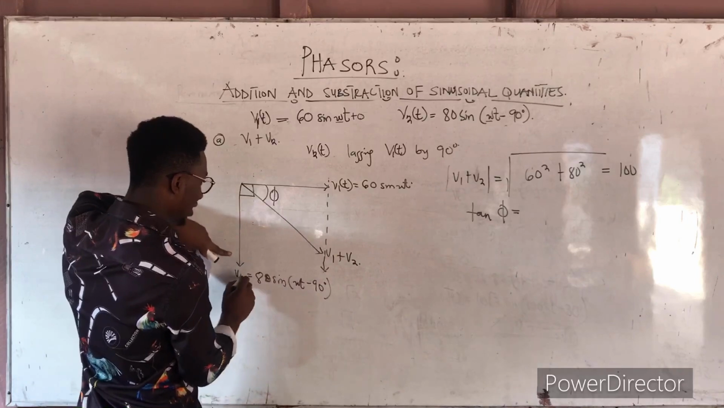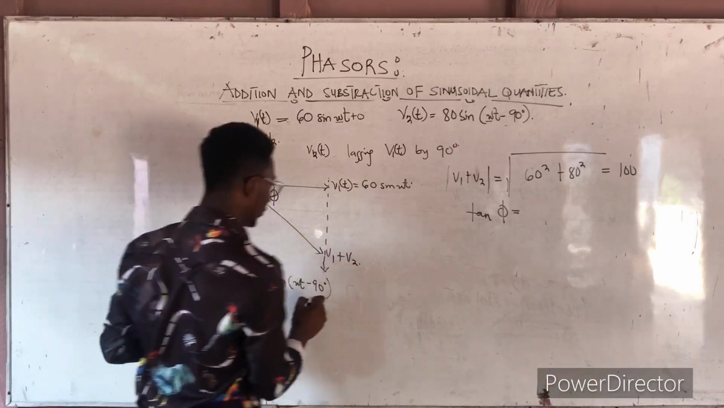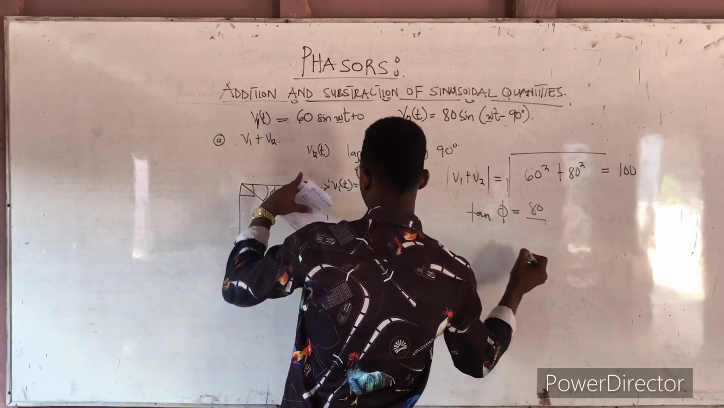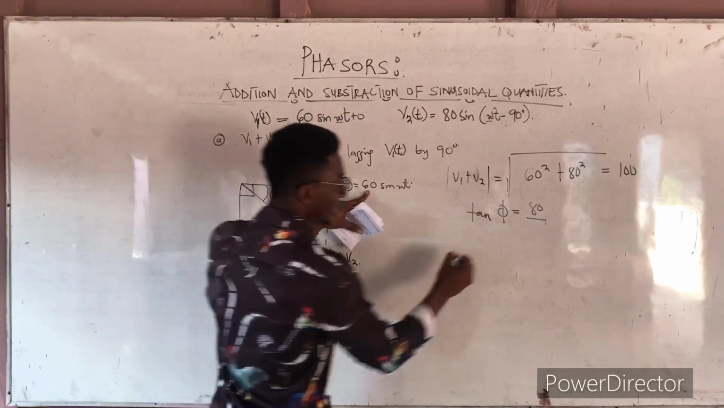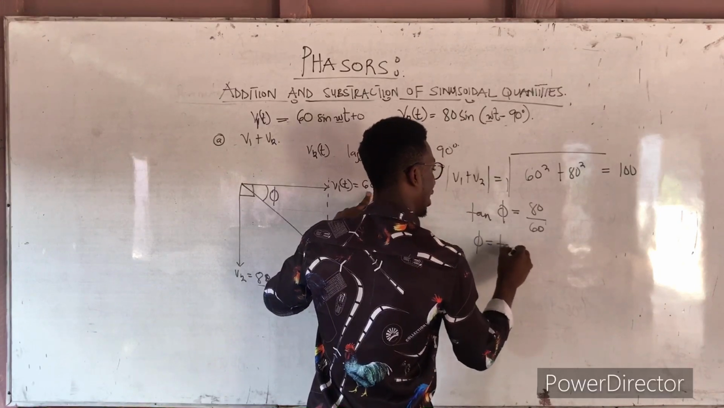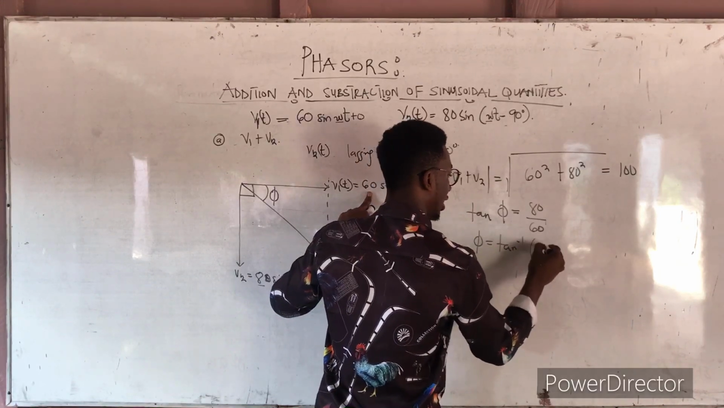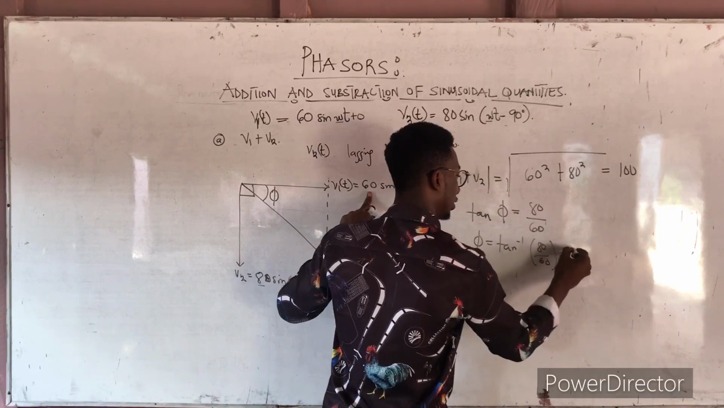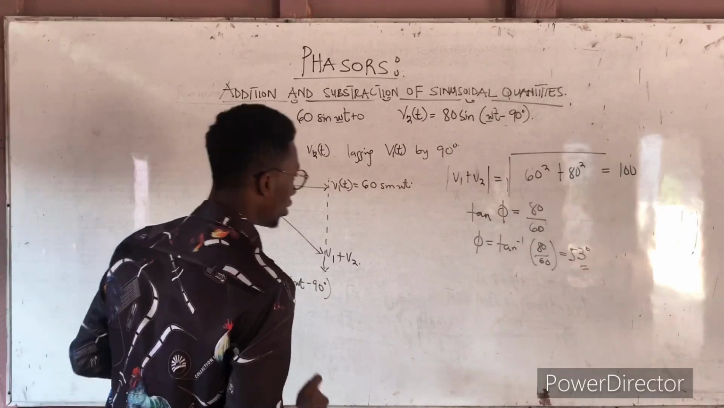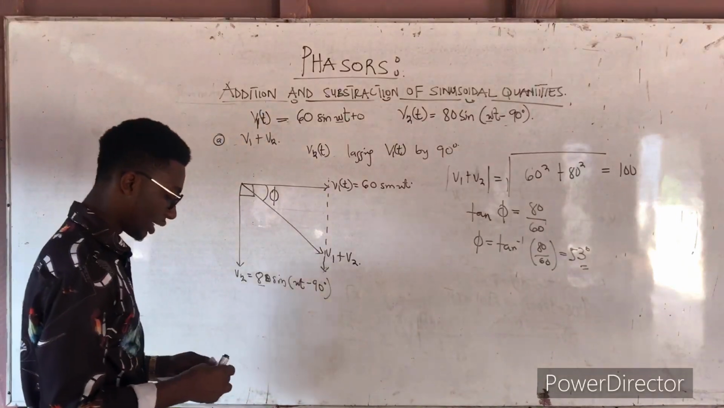When we bring this one here, that is the V2. So the peak is 80. The opposite, which is 80, on the adjacent, obviously, which is what? The 60. So now, the phase angle will become the tan inverse of 80 on 60, which is equal to 53 degrees. So now, this will give you 53 degrees.